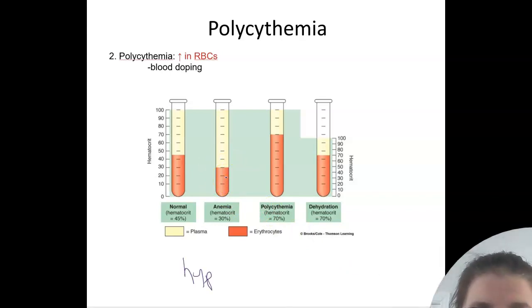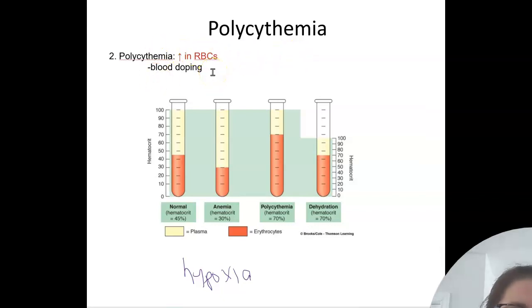We are unable to really get oxygen to our tissues, so we have that fatigue and we don't feel well, headaches. Polycythemia is when there's too many red blood cells, and a lot of times it can happen when we're dehydrated because we just have less water in our plasma. You're not going to see it too often. There is a rare cancer that can cause it, probably not going to see that. It could happen if you're at really, really high altitude for a long time, but you're most likely going to see it with blood doping.